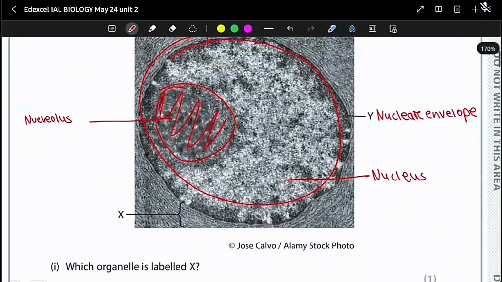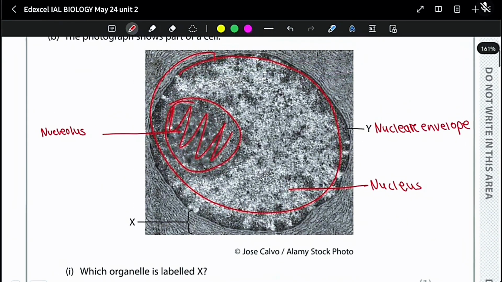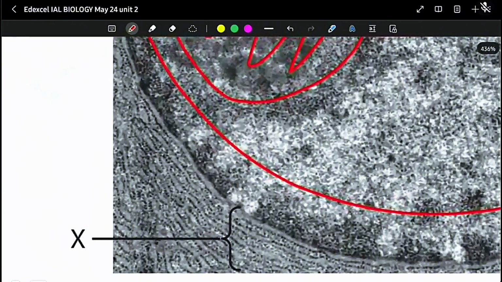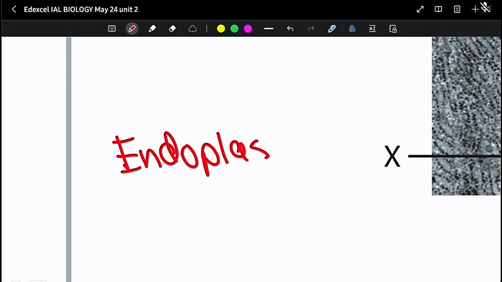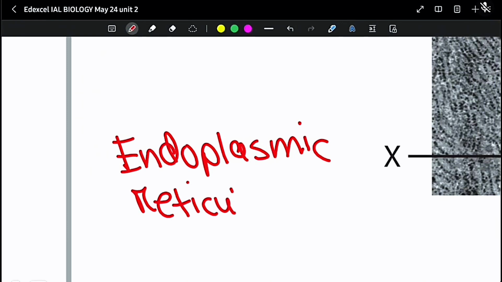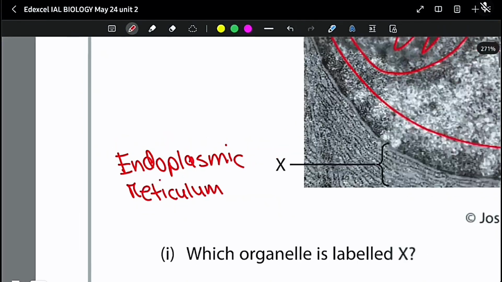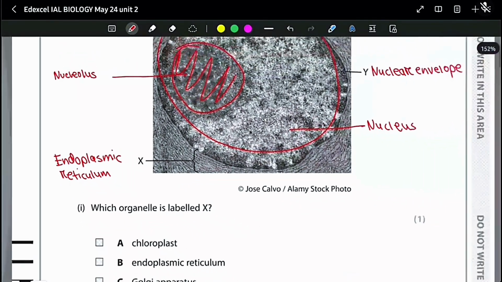And the last letter, X, we can see this X structure to be beside the nucleus, joined with the nucleus basically. And we know the sac-like structure that is joined with the nucleus has to be the endoplasmic reticulum. So X is endoplasmic reticulum.